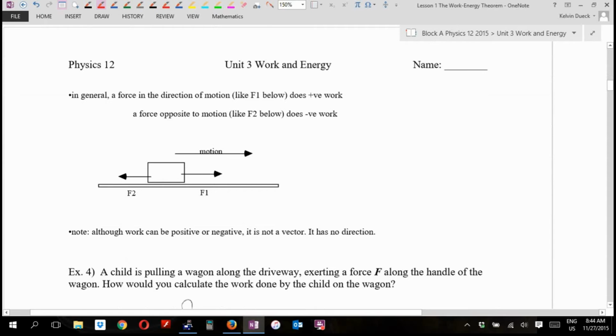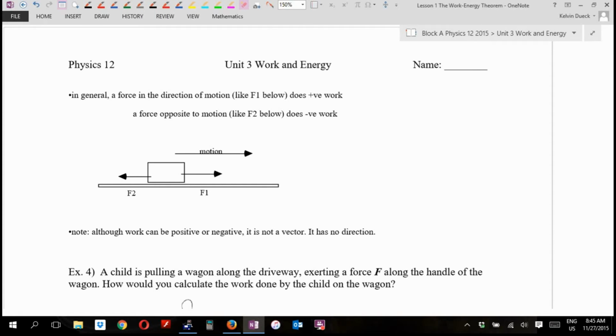In general, a force in the direction of motion, like F1 below, does positive work. You're causing this object to gain energy. You can have a force in the opposite direction of the motion, like F2. That's allowed. That will be negative work. That's not a direction, though, Jake. If you're doing negative work, all that means is the object is losing energy. I'm not saying that somehow it's backwards or south. I'm saying you got less than you started.